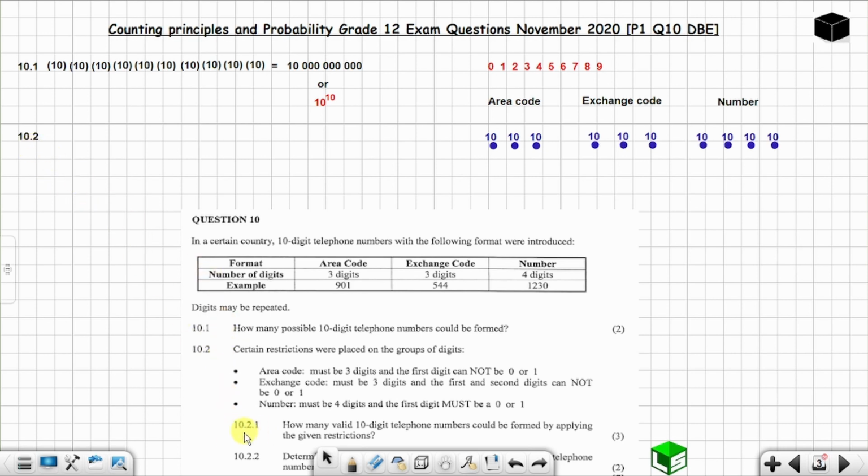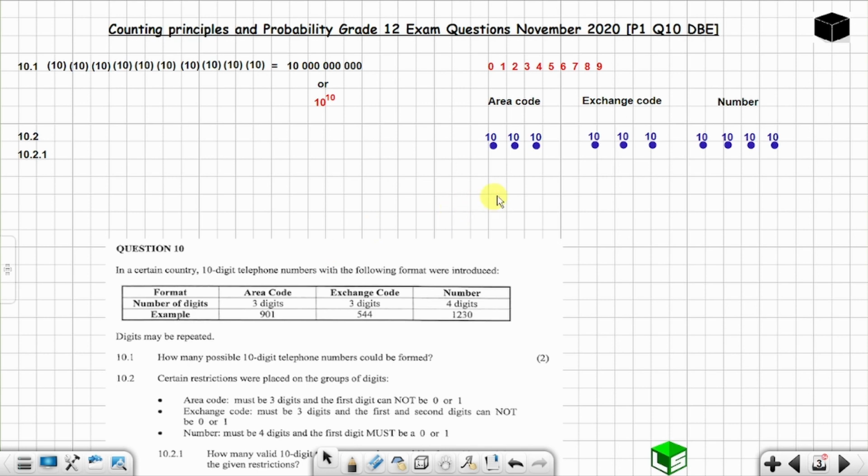Now we are going to solve 10.2.1. Certain restrictions were placed on the groups of digits. Okay, the area code. For the area code, there is a restriction. Area code must be 3 digits. You still have 3 digits, so you have 3 circles. Area code must be 3 digits, as in the previous question, and the first digit cannot be 0 or 1.